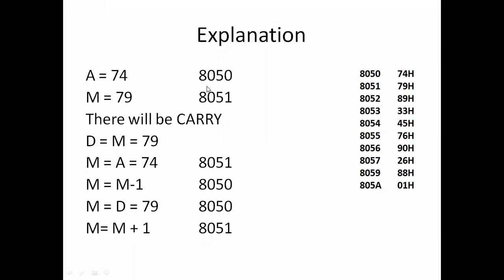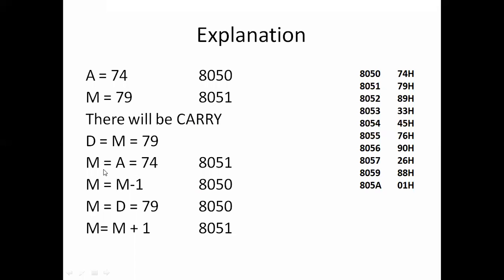Suppose the first number at 8050 is 74. The second number at 8051 is 79. In the ascending order case, I had taken this example as 79 and 74, but in this case, I have changed this value. So whenever it runs, there will be a carry. And if there is a carry, it means the first number is smaller than the second number.